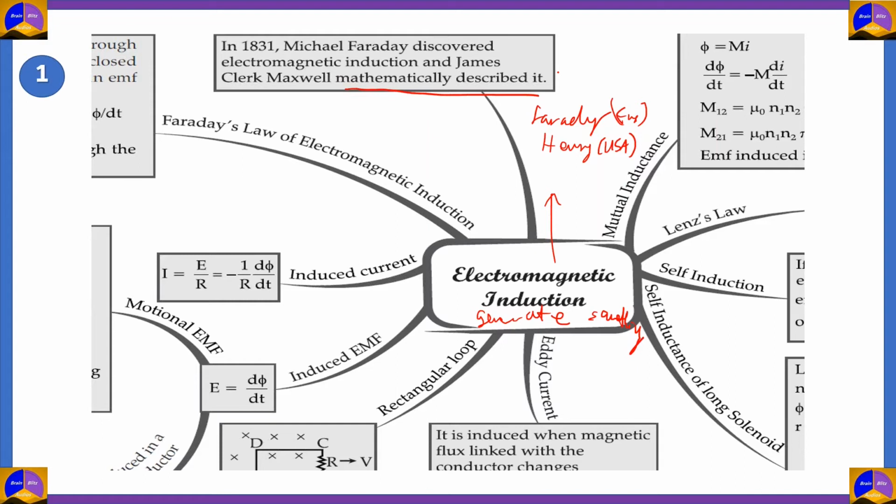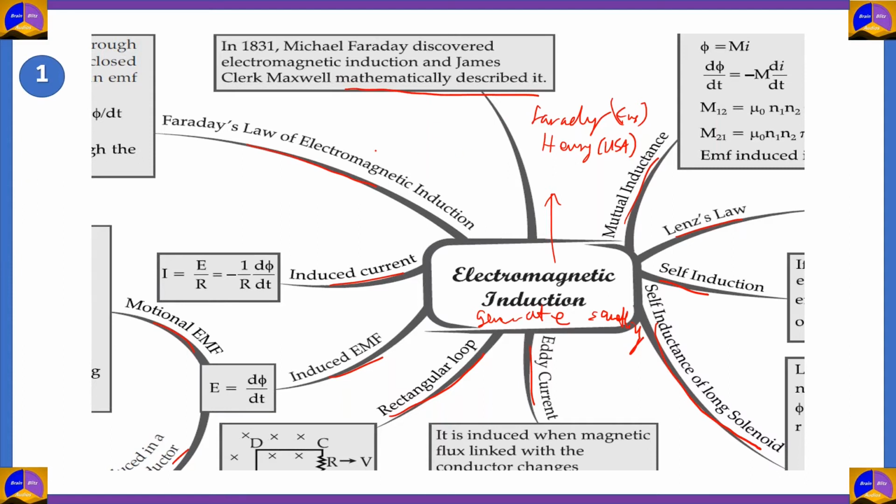And when it comes to this chapter, today we'll be dealing with Faraday's law of electromagnetic induction. We'll be looking at Lenz's law. We'll be looking at induced current and induced EMF, which includes motional EMF and EMF in a circular conductor. Then we'll look at eddy currents, and then self-induction, mutual inductance, and self-inductance of a long solenoid. And finally, we'll look at the quantities based on electromagnetic induction inside a rectangular loop, where all of this works.